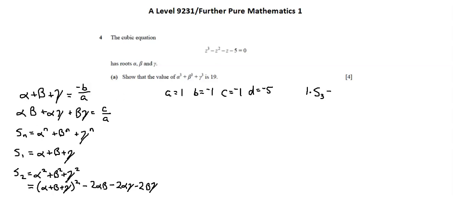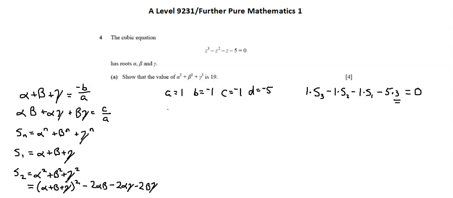Minus z squared, I'll replace with minus 1 times s sub 2. Minus z, I'll replace with minus 1 times s sub 1. Minus 5, I'm going to replace with minus 5 times 3. The 3 multiple represents we're working with a cubic, and when we're using summation for a cubic, we would be adding 3 different equations to represent the 3 different roots of a cubic. And this equation equals 0.